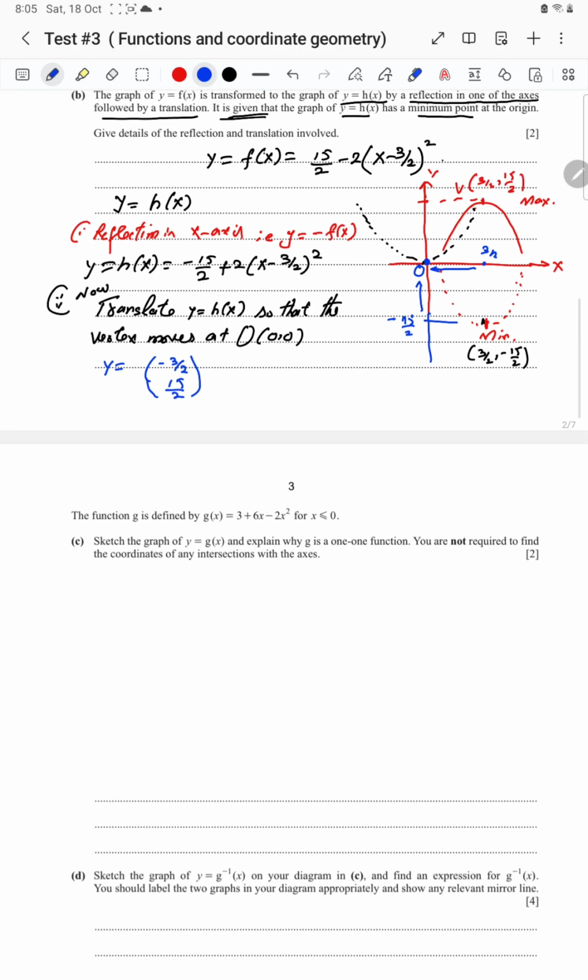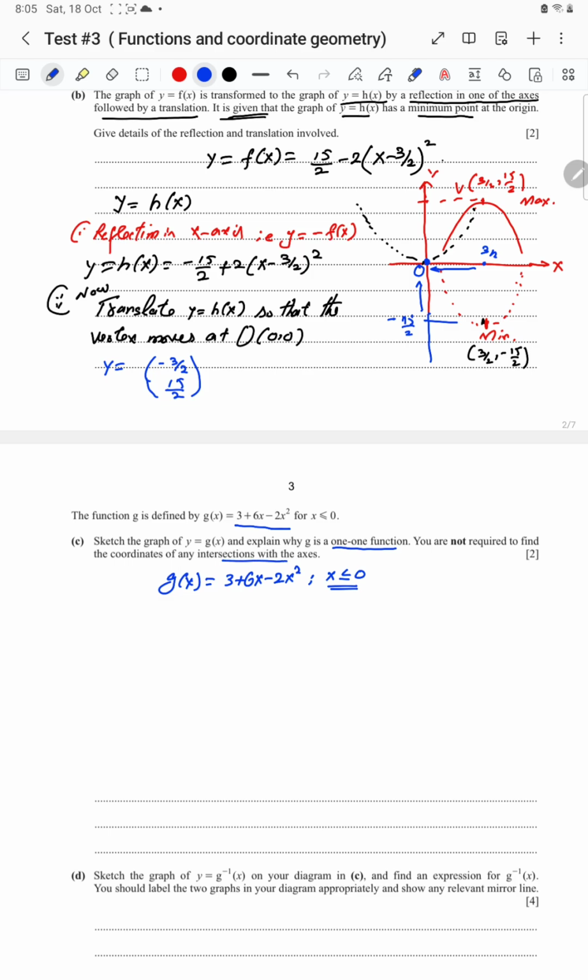C part. The function is the same as in part 1, g of x. Now we already know this. We have converted that into other forms, 2 marks again. Okay, what to do? It is 3 plus 6x minus 2x square for the domain x less than or equal to 0. Okay, this is a very important point. Sketch the graph of y equal to g of x and explain why g is 1-1. You are not required to find the coordinates of any intersection of the axes.